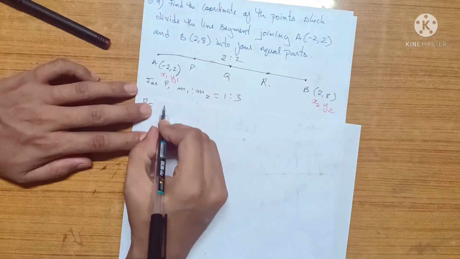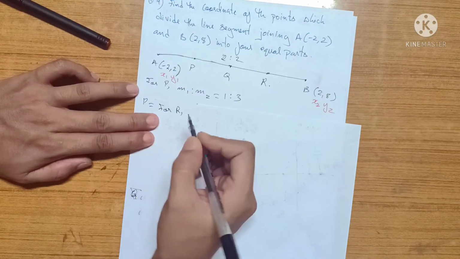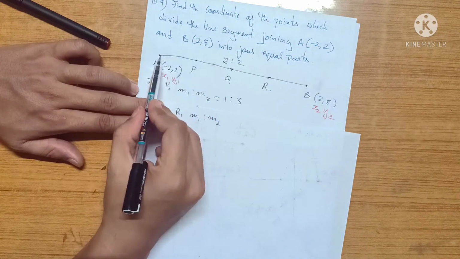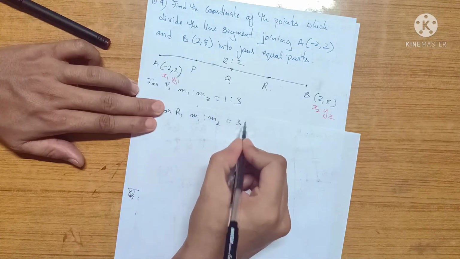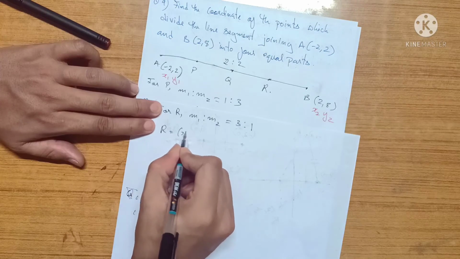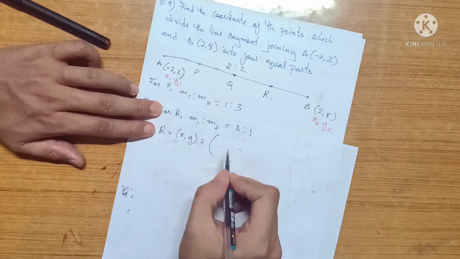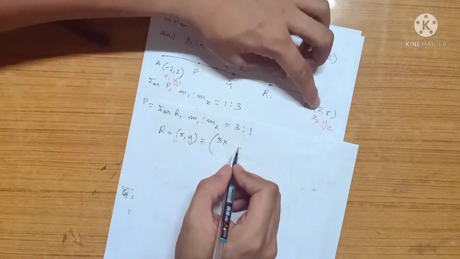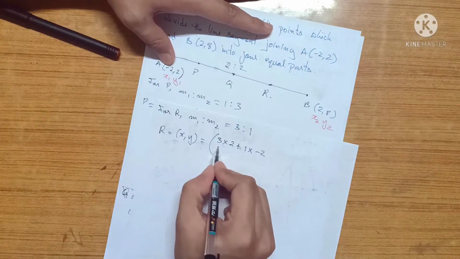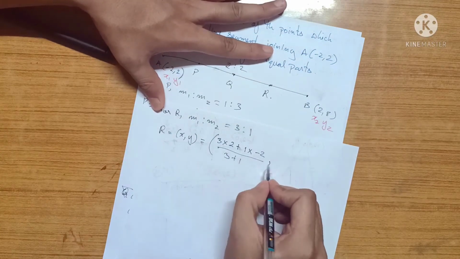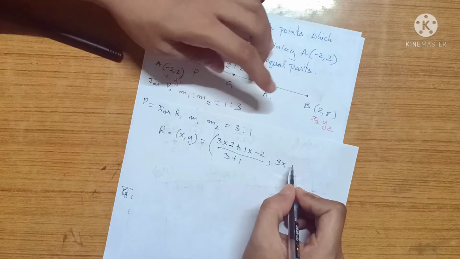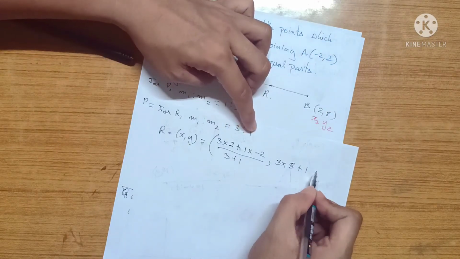So we still have one point left, which is point R. Let's do it for point R as well. For R, the ratio will be m1 is to m2 is... Now it's quite easy, right? 1 part, 2 part, 3 part is 2. This side is 1 part. So R equal to (x, y). And for x, we have m1, which is 3 into x2, which is 2, plus 1 into x1, which is minus 2. I hope you're catching up because I'm going a little way too fast. Next would be m1 into y2 plus m2 into y1.